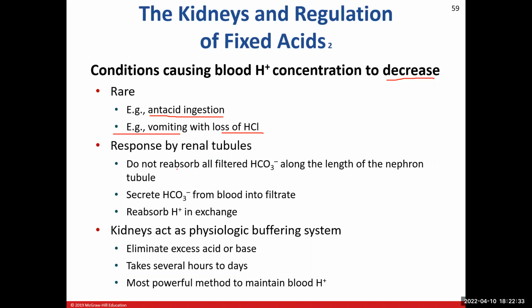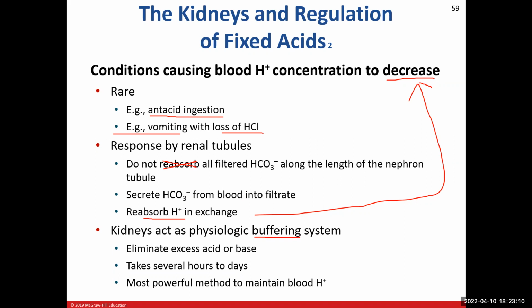So what they'll do is they are not going to resorb all of that filtered bicarbonate. And what we'll see is we're going to secrete the bicarbonate and eventually excrete it into the urine. And as that's occurring, we are going to resorb the hydrogen ions to make sure we can offset this decrease in our blood hydrogen ion concentration. So our kidneys are going to effectively be our buffering system.